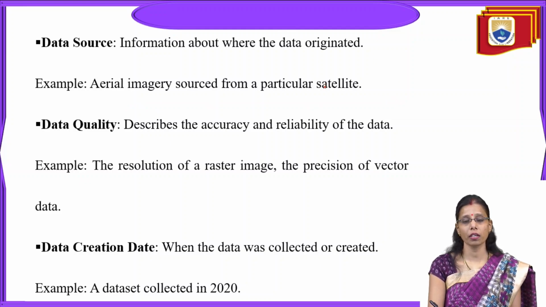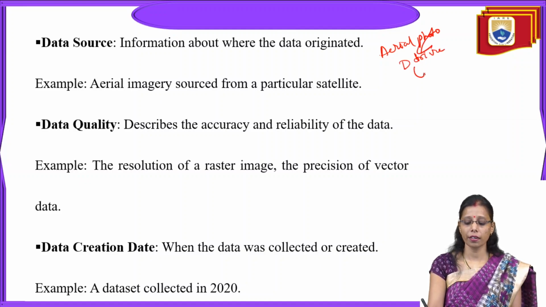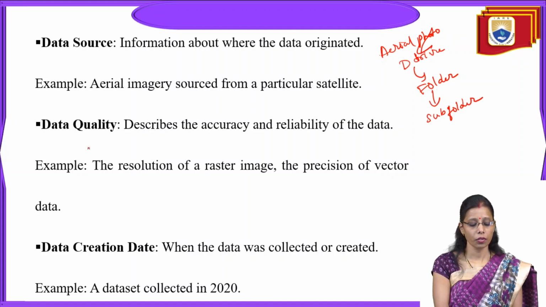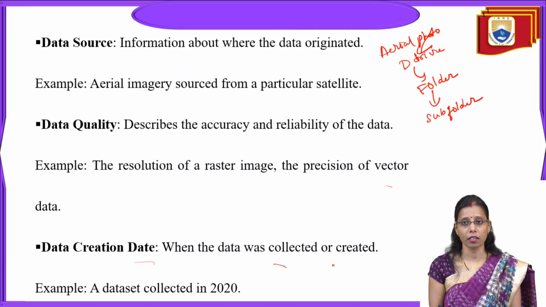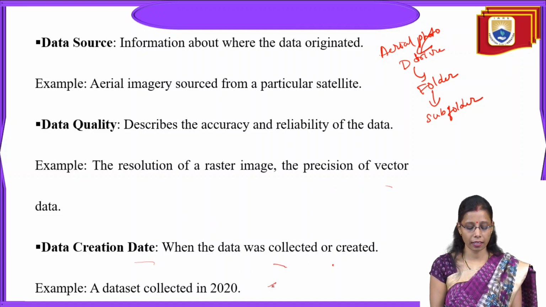Where is the source, from where? Suppose for source, if I have saved an aerial photo in D drive, it will show me the location where it is, and in D drive in which folder it is. Again, if there is a subfolder, it will show me. So all that information about where it is located particularly, it will show you. Data quality describes the accuracy and reliability of the data, the resolution of a raster image, the precision of the vector data, and data creation date, when the data was collected or created. Example, data set collected in 2020.